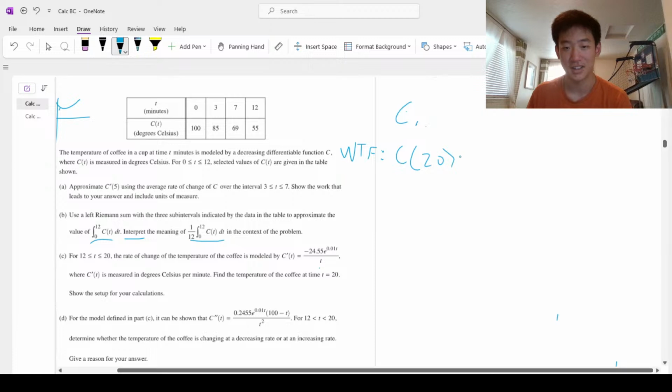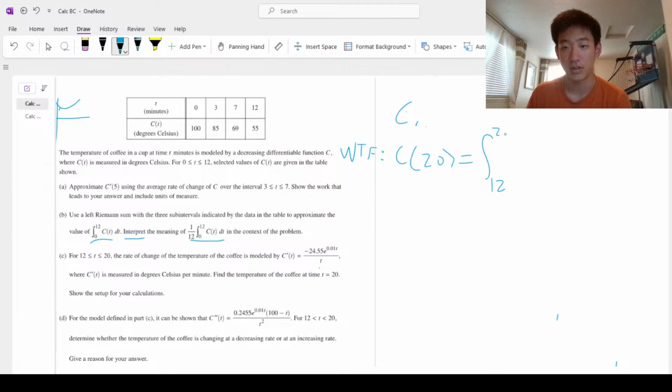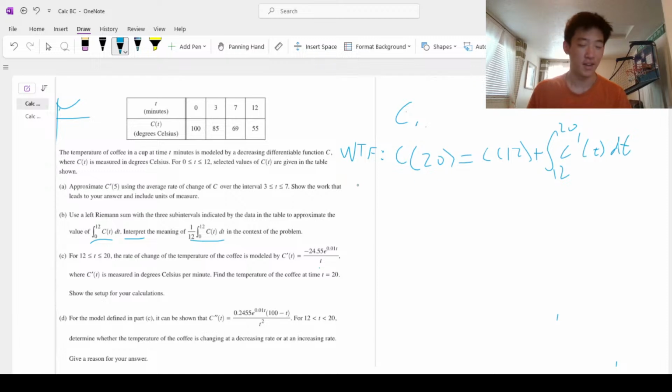Okay, so it's equal to the integral from 12 to 20. Well, there's actually something before that. So it's C of 12 right here, and then plus basically the accumulation from 12 to 20 of C prime of t dt, and this is where the calculator is very nice. So this right here is 55, and then this here you can just plug in over here in your calculator.